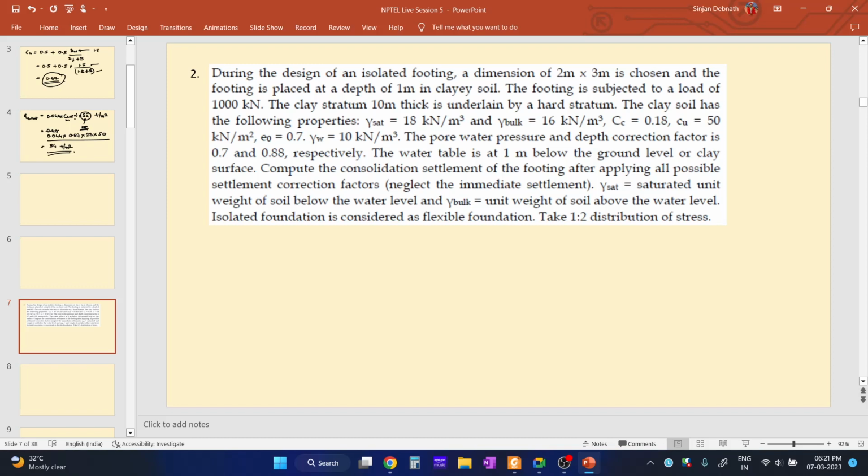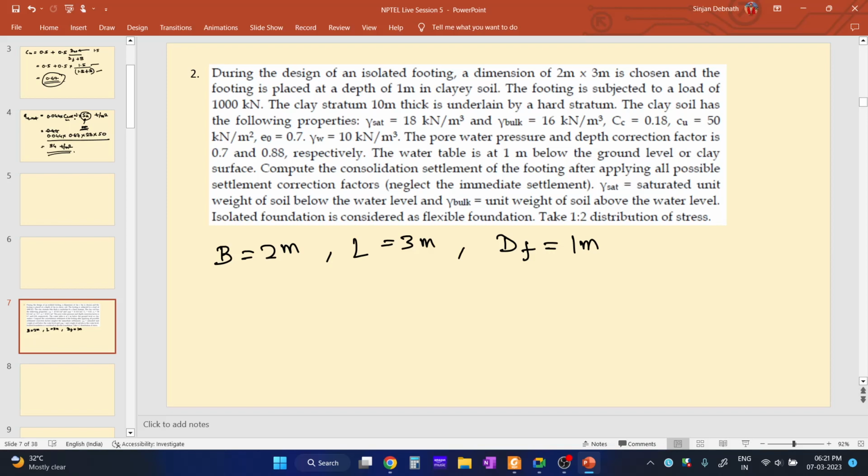So, during the design of an isolated footing of dimensions 2 meter by 3 meter, first of all, let me write down all the data which is given in the question. The breadth is 2 meter, the length is 3 meter, and the footing is placed at a depth of 1 meter in clay soil. So the depth of the footing is 1 meter, and the soil is clay. The footing is subjected to a load of 100 kilonewton.